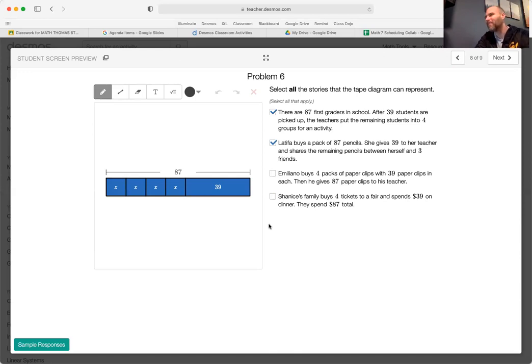All right, and last, Shanice's family buys 4 tickets to a fair and spends $39 on dinner. They spend $87 total. I think this one works as well, right? Each X could represent 1 ticket to the fair, and then you tack on the $39 for the dinner, and the total is 87.